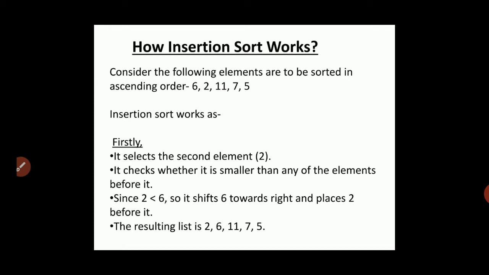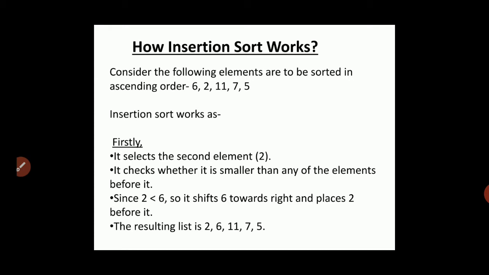That means if we consider 6 2 11 7 and 5, it is a sequence of the array. So the second element here is 2, then 2 is checked against the elements before. That means before 2 is 6, and it checks whether it is smaller or not. If it is smaller, then we have to swap. Otherwise we will not swap, okay. Since 2 is less than 6, it shifts 6 towards the right and places 2 before it, okay.